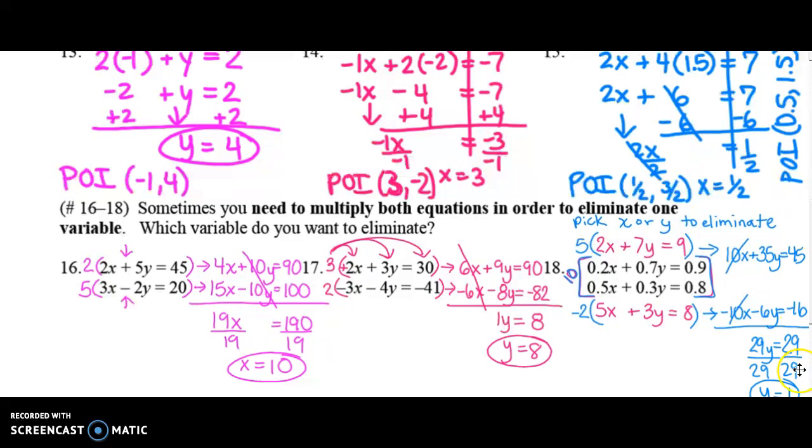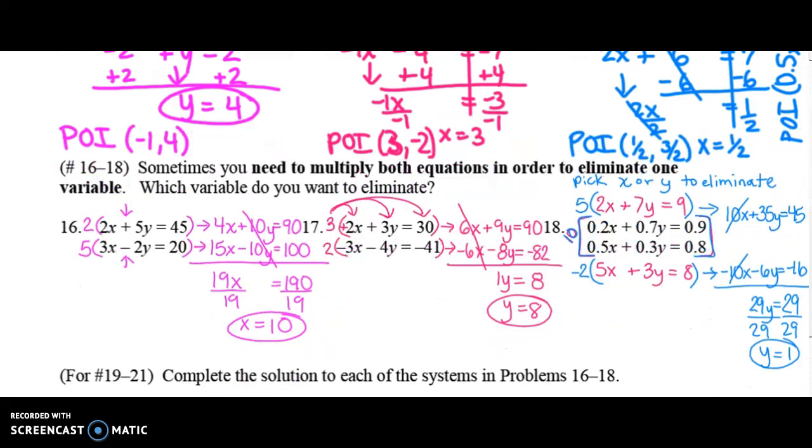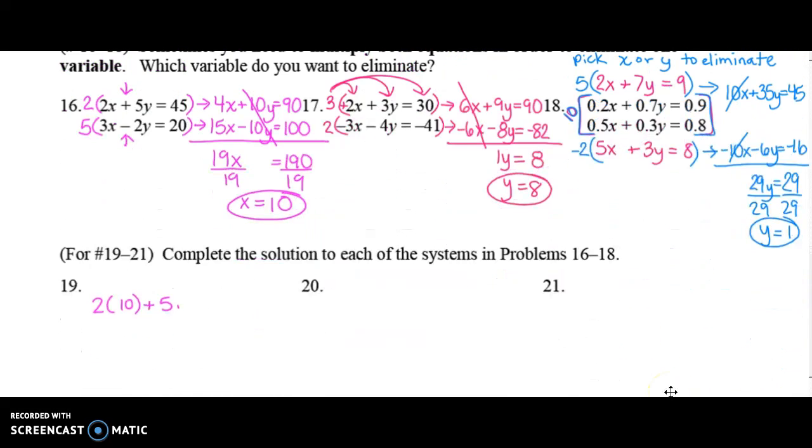45 and negative 16 are also 29. When I divide both sides by 29, I get y equals 1. Now I've got the first variable in each of these equations. I have to go back to one of the original equations and substitute. So I'm going to set them up and you can solve them.